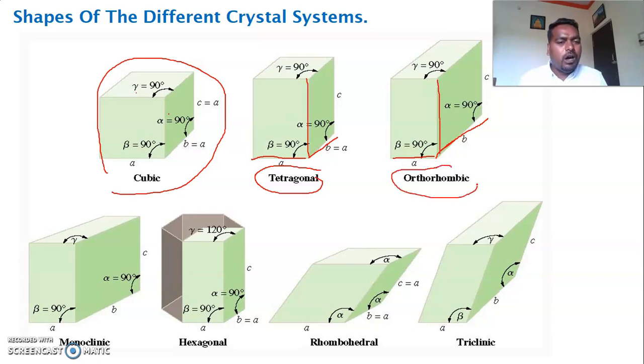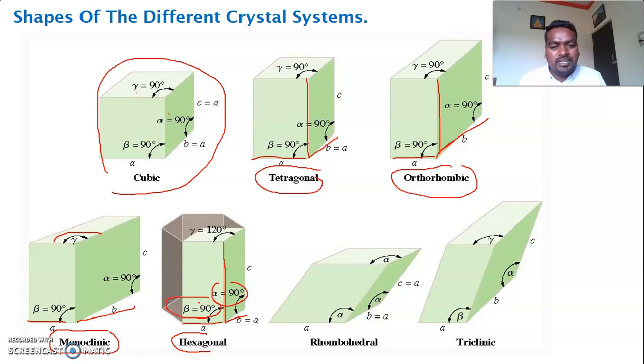So this is orthorhombic. And in case of a monoclinic, a is not equal to b, b is not equal to c, alpha and beta are the same, but gamma is more than 90 degrees. So this is a monoclinic system. In case of a hexagonal system, a is equal to b, but b is not equal to c. You observe the distance, but the angle, alpha is equal to beta, both having the same angle of 90 degrees, but look at gamma, 120 degrees.